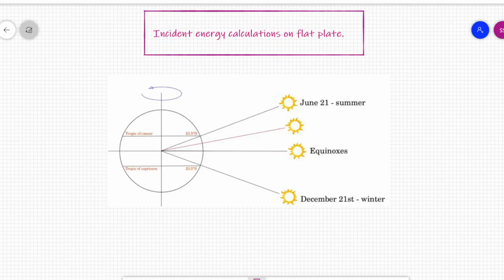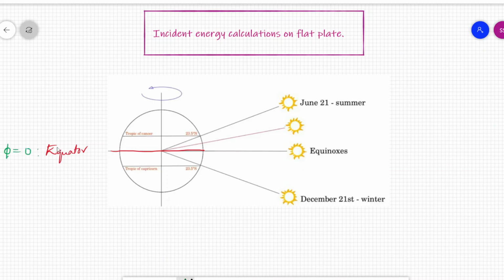Hello students, let us try to solve few problems to find incident energy on a flat plate. Before going to that, we need to understand few things. This circular one is considered as Earth. This is the equatorial line, the equator. At this equator, our latitude angle, phi, is 0.